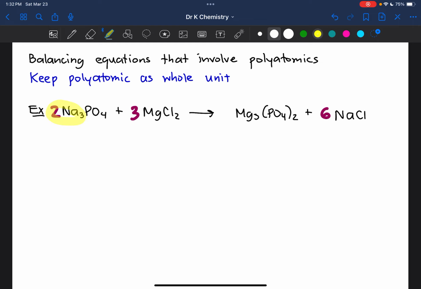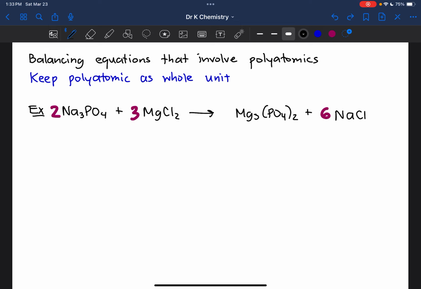So right now we have 6 sodiums on the left, 2 times 3, 6 sodiums on the right, so that checks out. We have 3 times 2, 6 chlorides on the left, and 6 times 1, 6 chlorides on the right. That checks out. 3 magnesiums on the left, 3 magnesiums on the right, and then we have 2 times 1, 2 phosphates on the left, and 2 phosphates on the right. And you can see how keeping the polyatomic as a whole unit makes this process a little bit faster than if you were to do this for every individual atom.